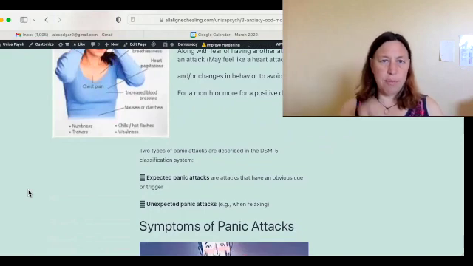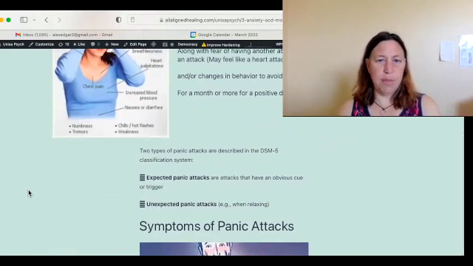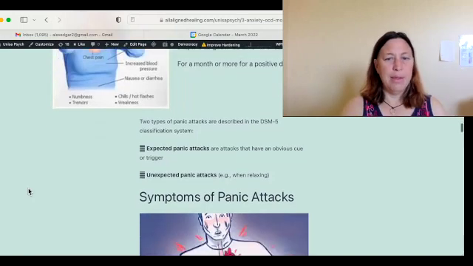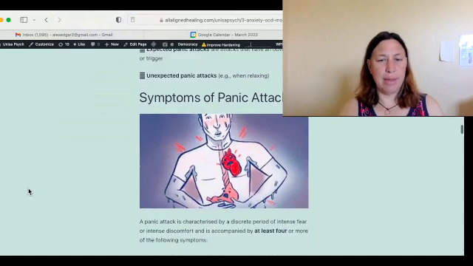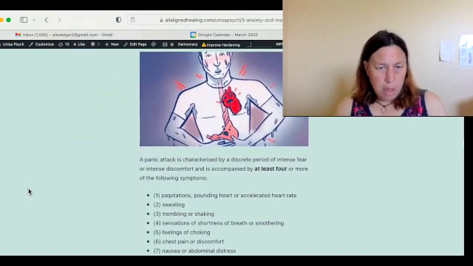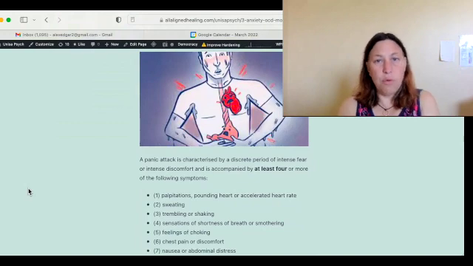There are two kinds of panic attacks. Those you can expect because you know your cues and your triggers, and those you don't expect that can happen at any time, that just erupt. Symptoms of panic attacks. All right, so to call it a panic attack, you need at least 4 or more of the following symptoms. And also, of course, the intense fear.